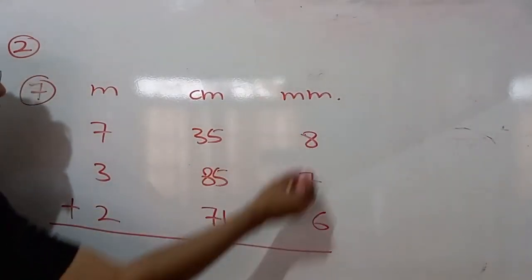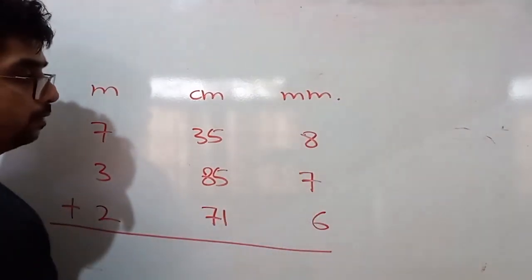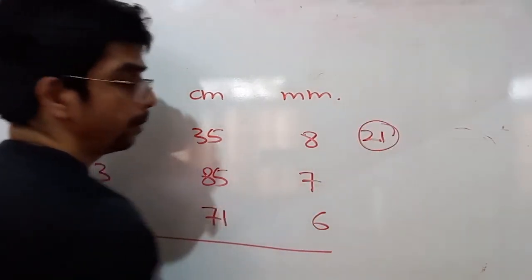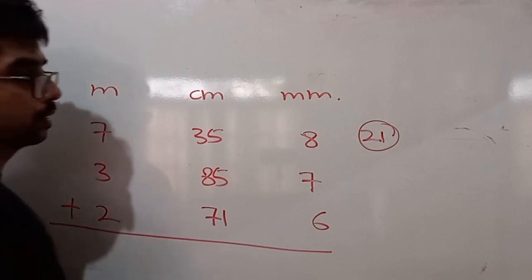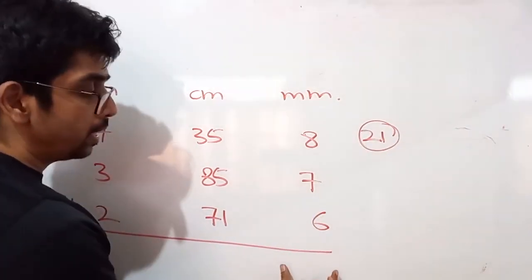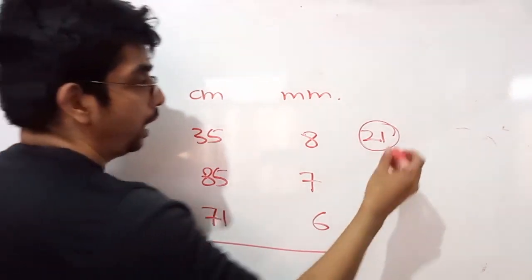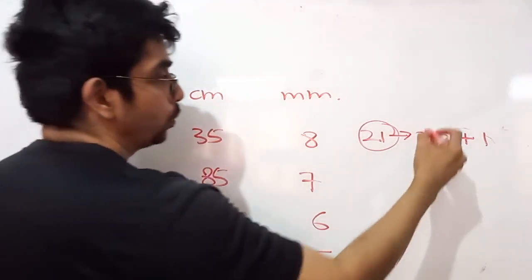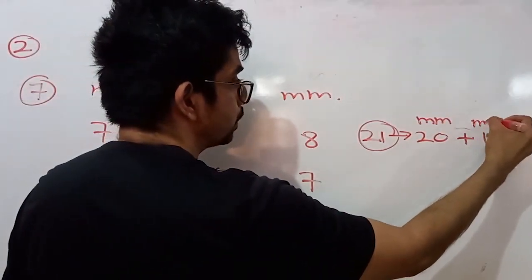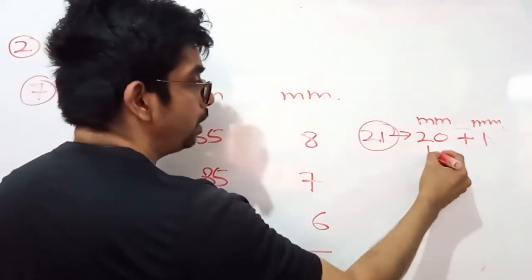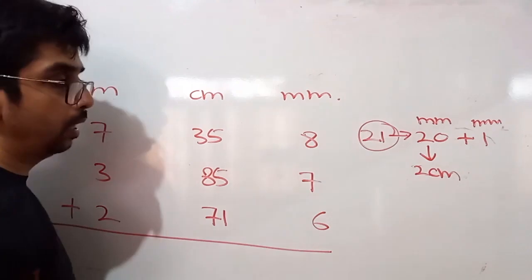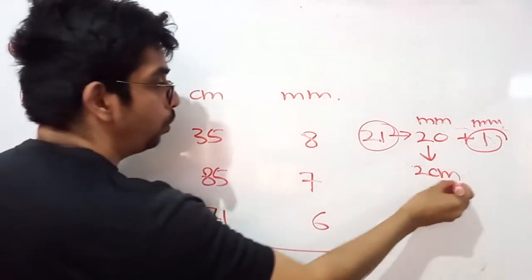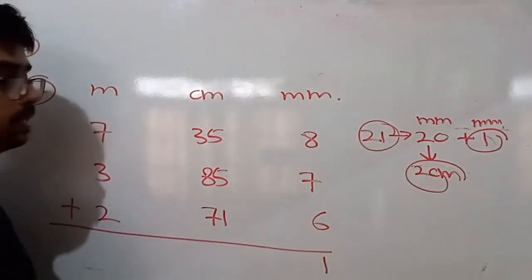Right. So first of all we will start from the millimeter portion. 8 plus 7, that is what? 15. Add a 6, it becomes what? 21. Right. So those are millimeters. So we cannot write 21 as it is under the millimeter section. So we can break this into 20 plus 1. These are millimeters, this is also millimeters. 20 millimeters means what in centimeters? 2 centimeters. Alright. So now we can write 1 under here. Then we have to carry this 2 to the centimeter portion.